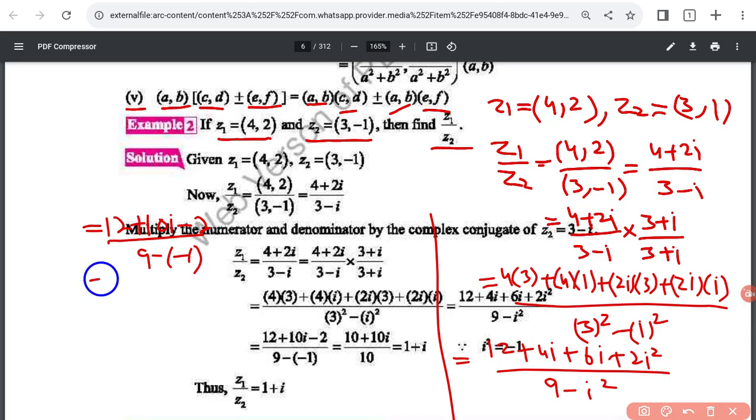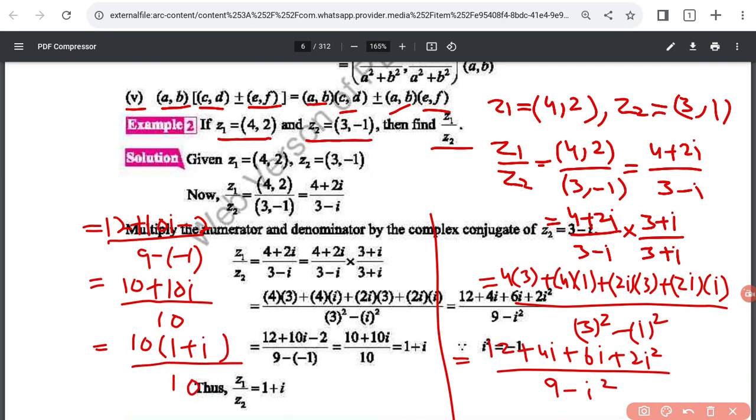So then next step we have 10 plus iota, 10 iota over 10. Then we take 10 as a common, so here we have 1 plus iota over 10. So it is equal to 10 cancelled by 10, and we have 1 plus iota. That is the answer, z1 over z2. So that is our answer.